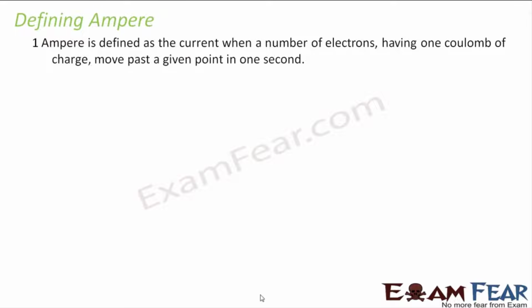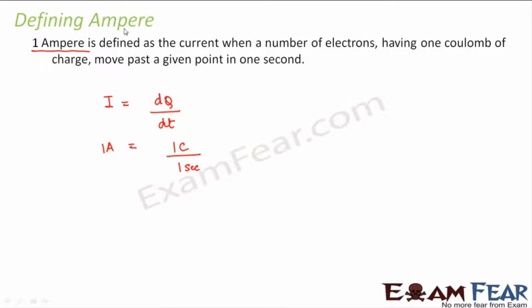Now how do I define 1 ampere? How do I define 1 ampere of current? As I mentioned, from the definition of current, we define it as the rate of flow of electric charge. So how do I define 1 ampere? Current will be 1 ampere when 1 coulomb of charge flows in 1 second. Right?